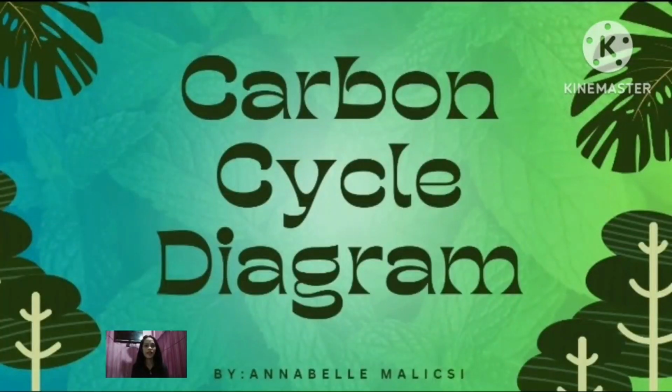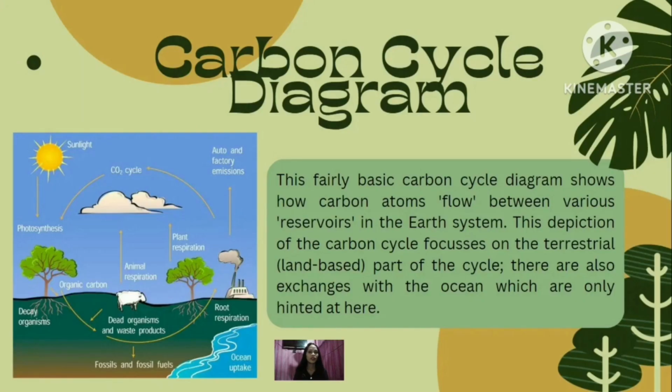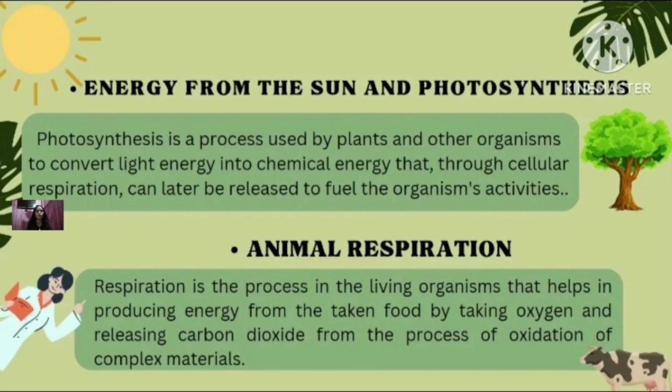Carbon cycle diagram. Note that carbon atoms are incorporated into various molecules as they flow around the cycle. For example, photosynthesis in plants captures carbon atoms in sugar molecules, and atmospheric carbon is contained in molecules such as carbon dioxide and methane.